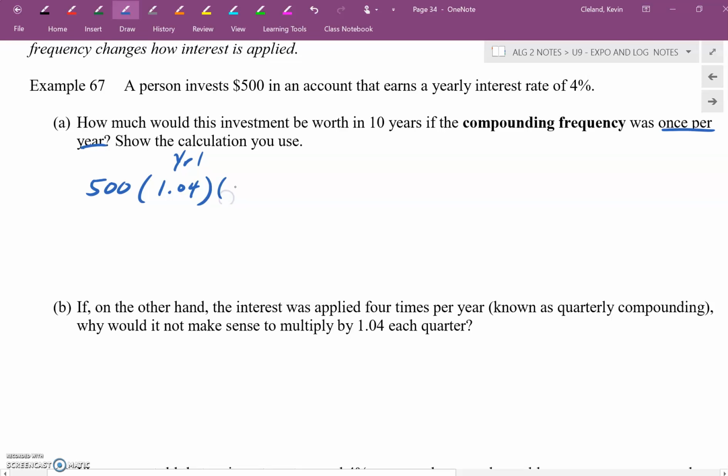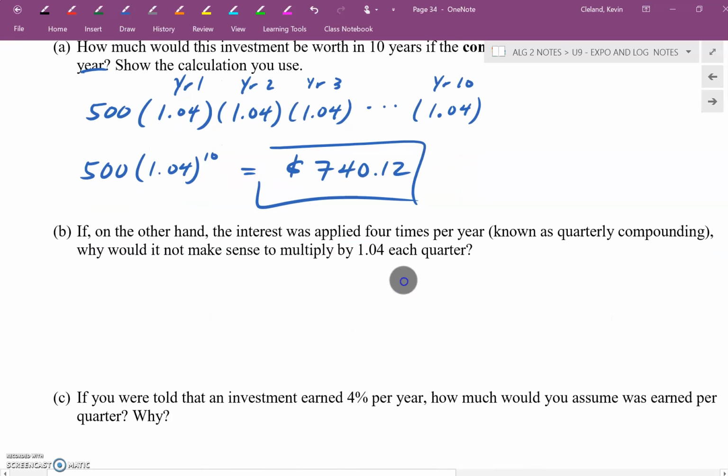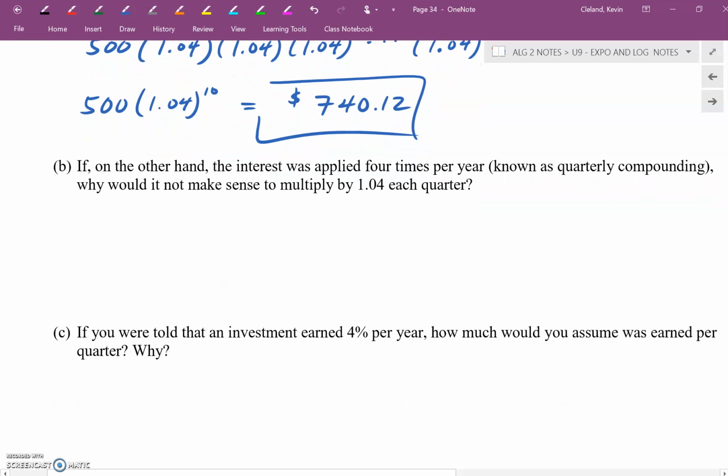All right, but then we'll take that amount and multiply that by 1.04, and that'll tell us the amount after year two. And then again times 1.04 to know how much is in the account after year three. And so on until we do that 10 times, and that'll tell us how much is in the account after 10 years. So why repeat ourselves? Let's just use exponents, repeated multiplication, and we're going to get approximately $740.12 in the account 10 years from now. That's the power of compounding.